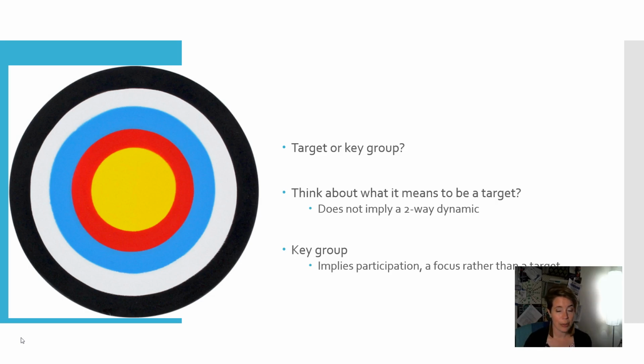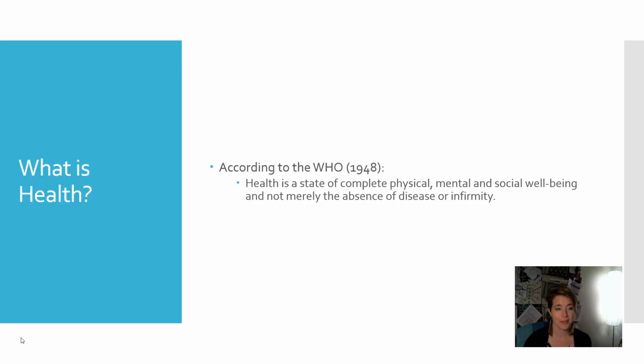I would rather us, for the purpose of this class, and there are certainly people who would argue otherwise, use the phrase key group. Key group implies that there is participation, there's a focus rather than an aim, and it implies an interaction, that two-way street that targeting doesn't. Again, I think of throwing an arrow at something and hoping that it sticks, or worse than that. So the phrasing I'm going to be using throughout the semester is key group rather than target group. And again, there's room for argument. We can certainly have that in class.